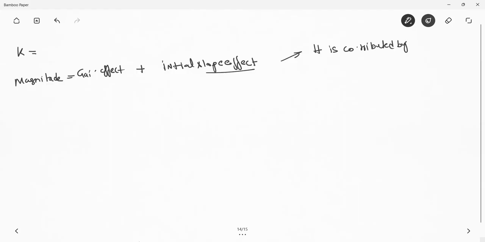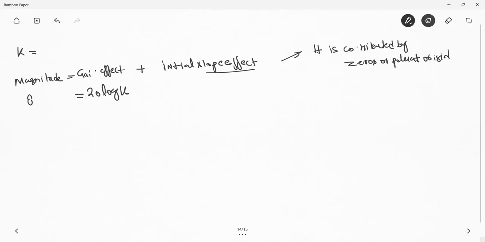Magnitude is equal to the gain effect plus slope effect. The initial slope effect is basically contributed by the zeros or poles at origin. Now here you notice the gain effect is basically 20 log K.